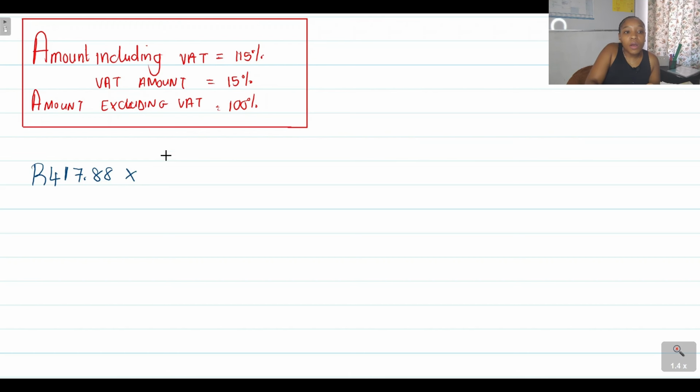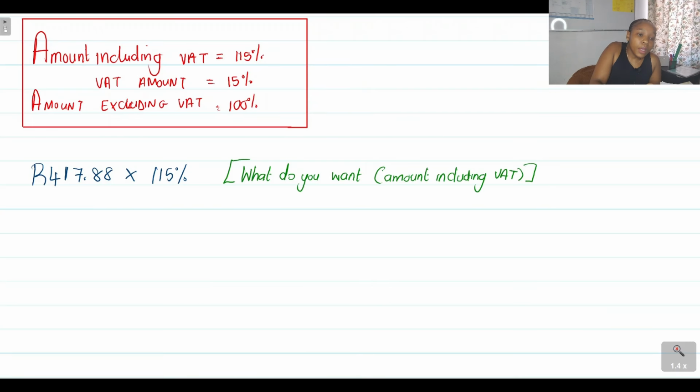You want your amount that includes your VAT, okay? So you multiply it by 115%. What do you want? You multiply it by what you want and you divide it by what you have. What do we have, guys? You've got an amount that is excluding your VAT, so it's going to be 100%.